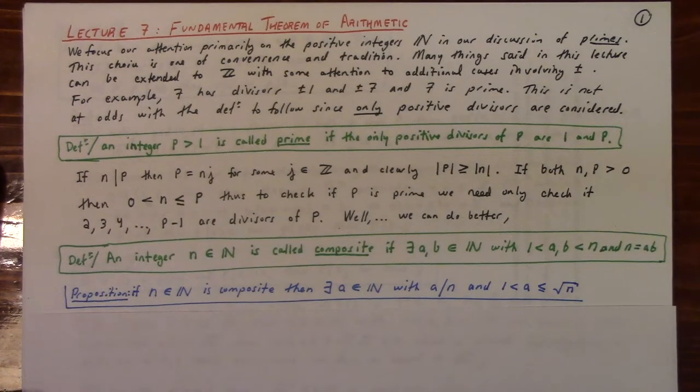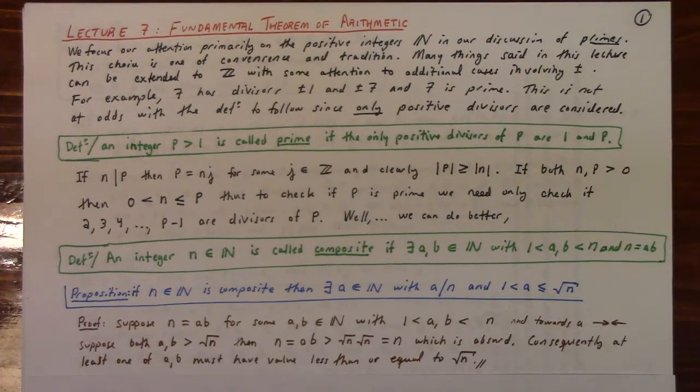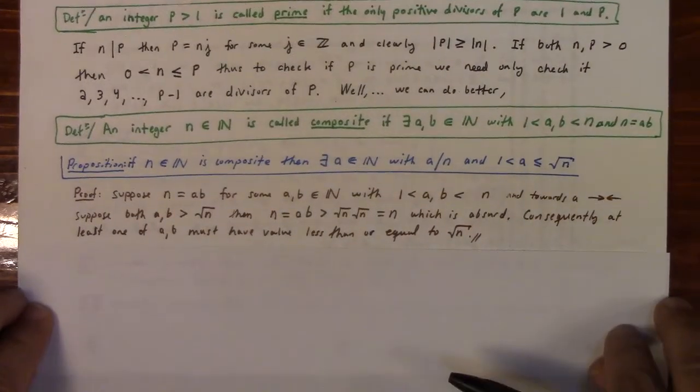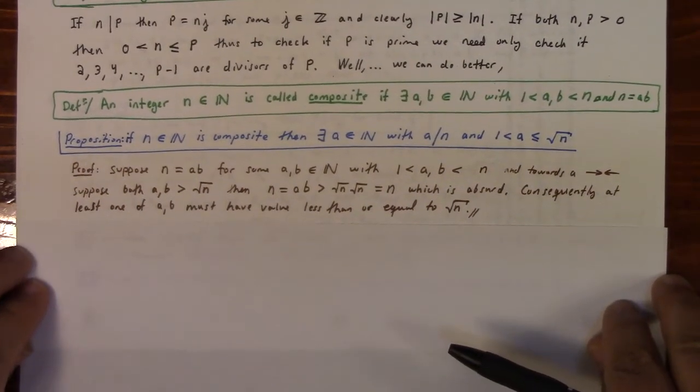And so here's the proposition: if n is composite, then there exists a such that a divides n, and a has a value between 1 and the square root of n. The square root of n is possibly included; the 1 is not included because it's not interesting. Okay, so how do you prove that?